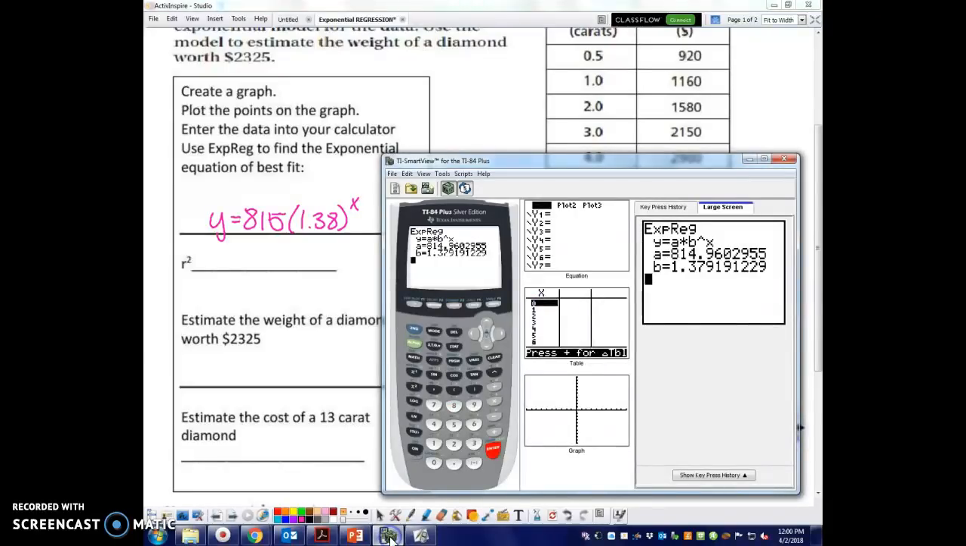What's r squared? Well, remember, to find r squared, we have to turn diagnostic on by going to second, catalog, go down to D, diagnostic on.